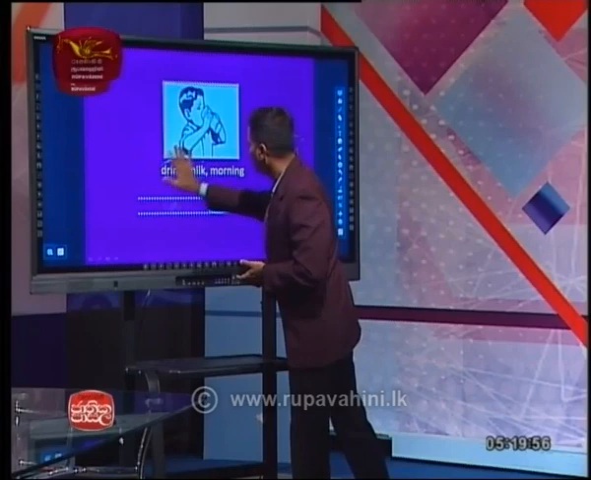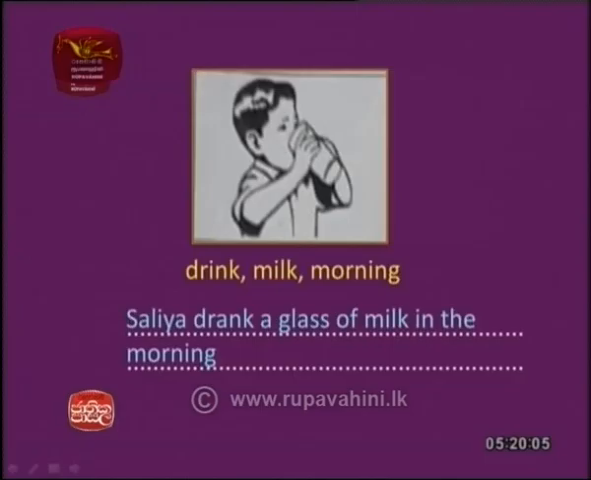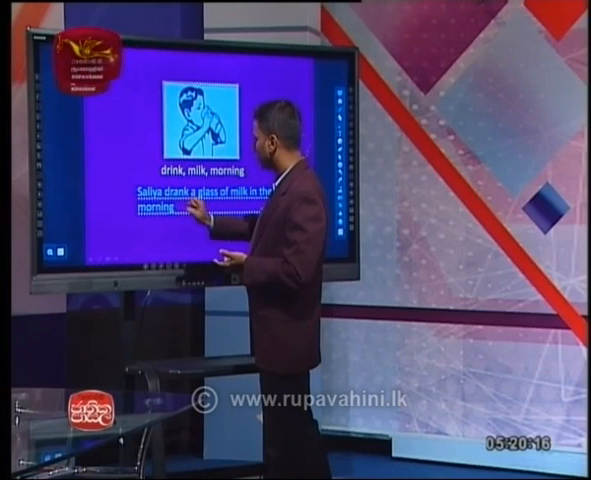This is the example it's given, children. There's a name: Salia drank a glass of milk in the morning. Because in the instructions it says at least 5 words should be there, so here if we count, 1, 2, 3, 4, 5, 6, more than 5. Yes.